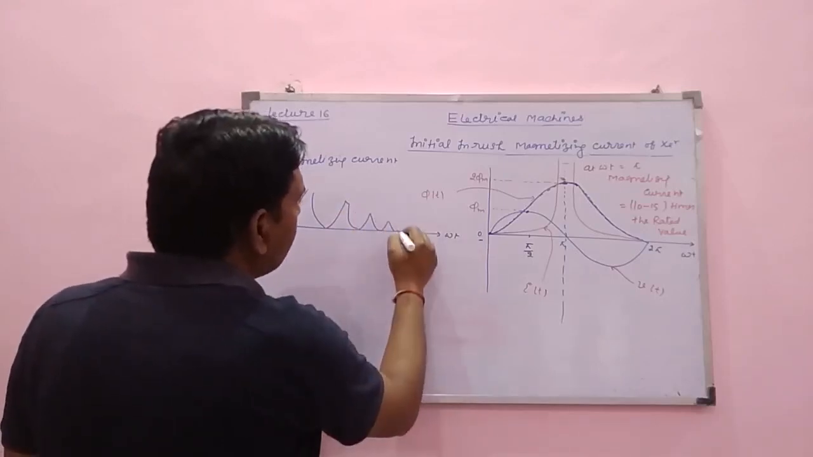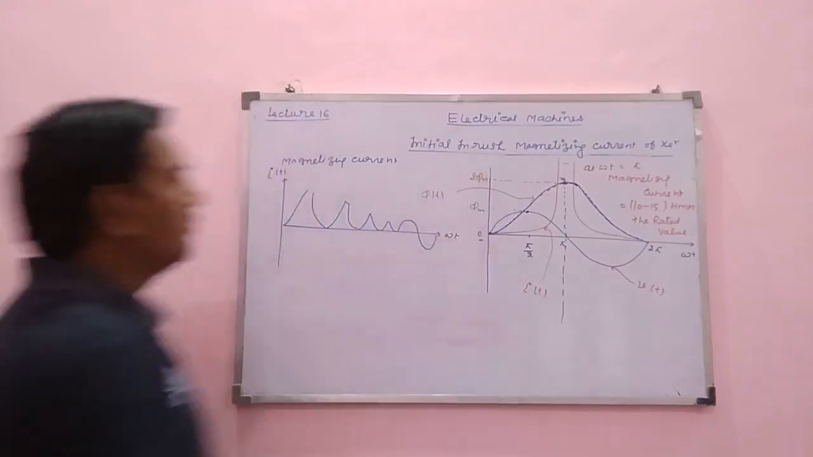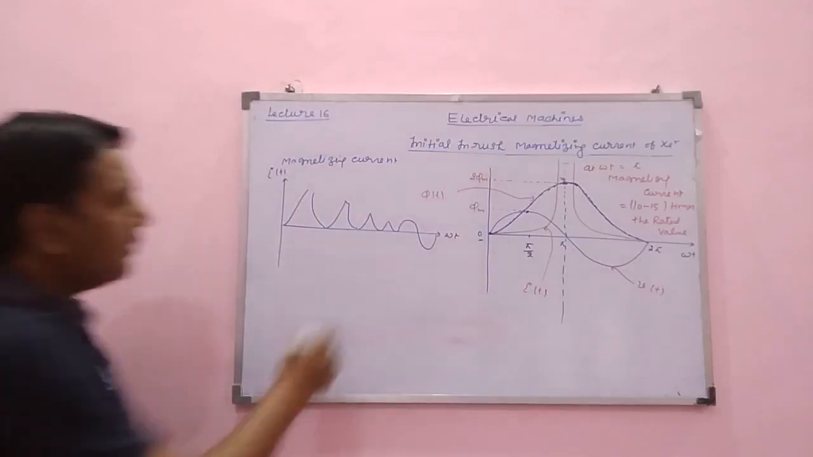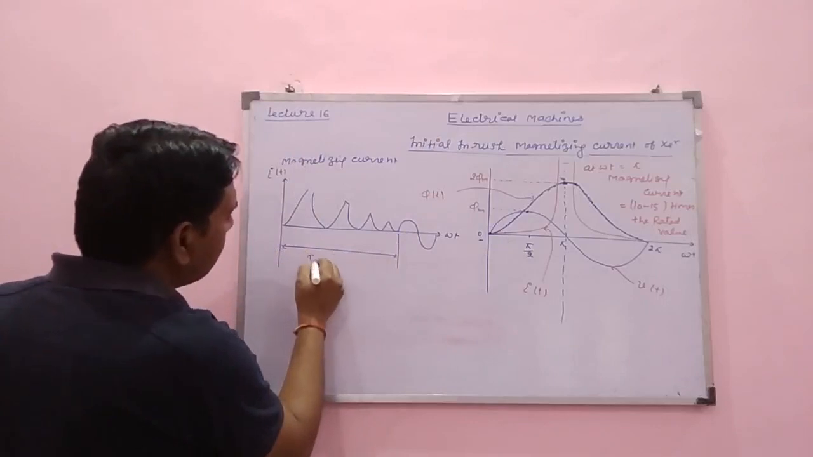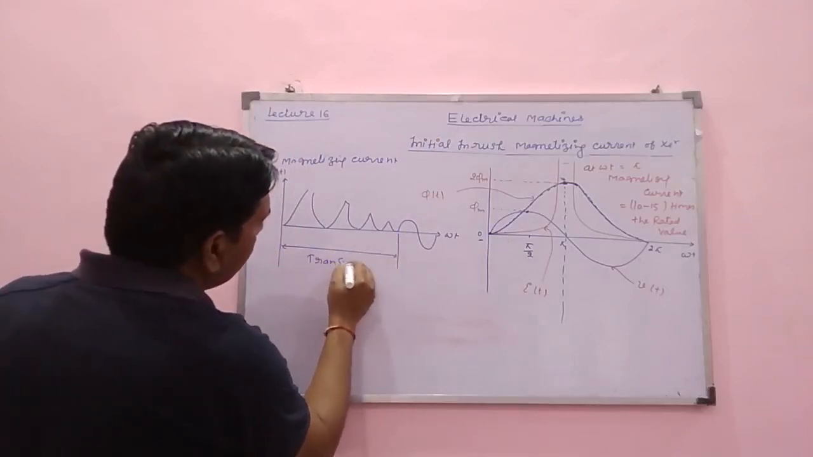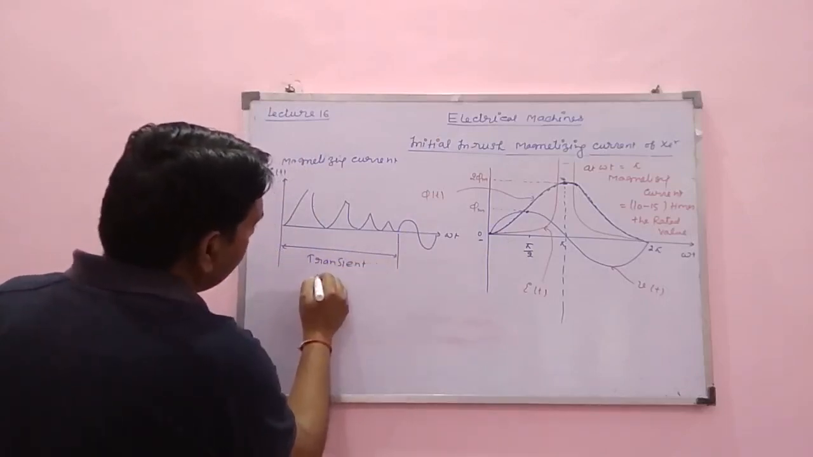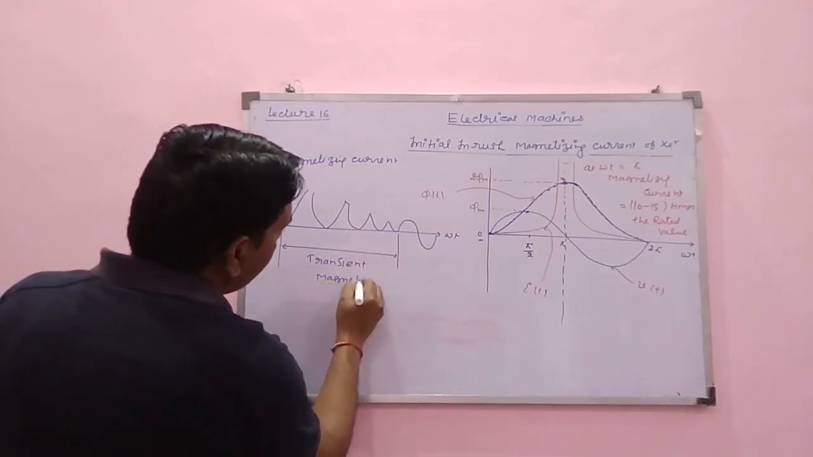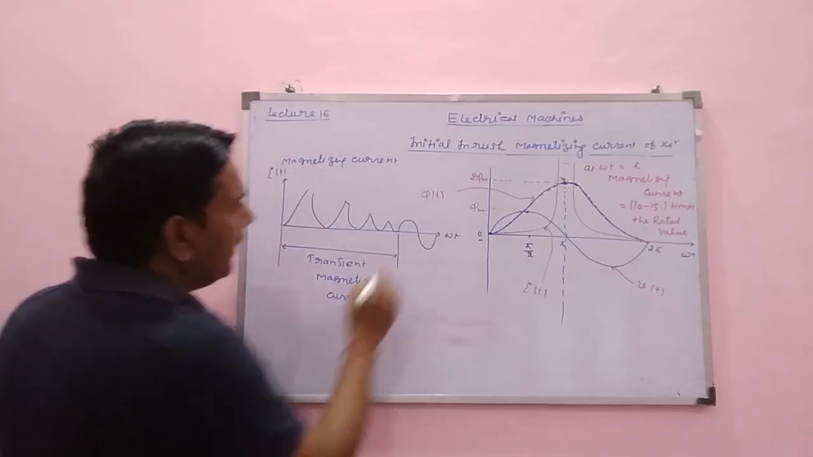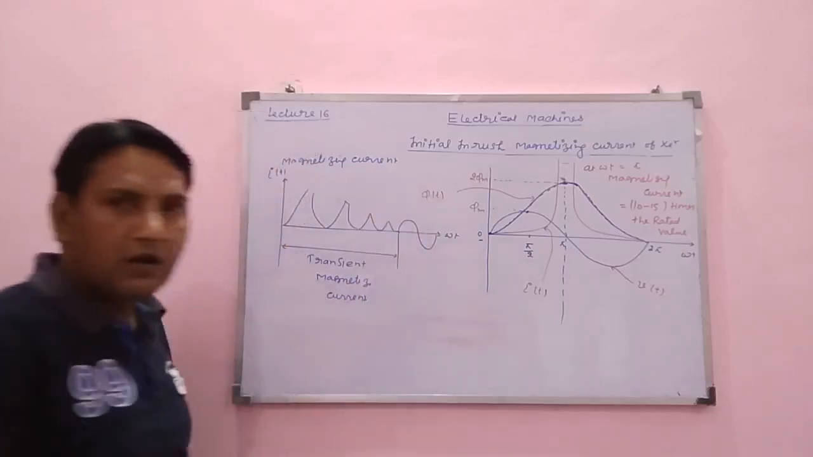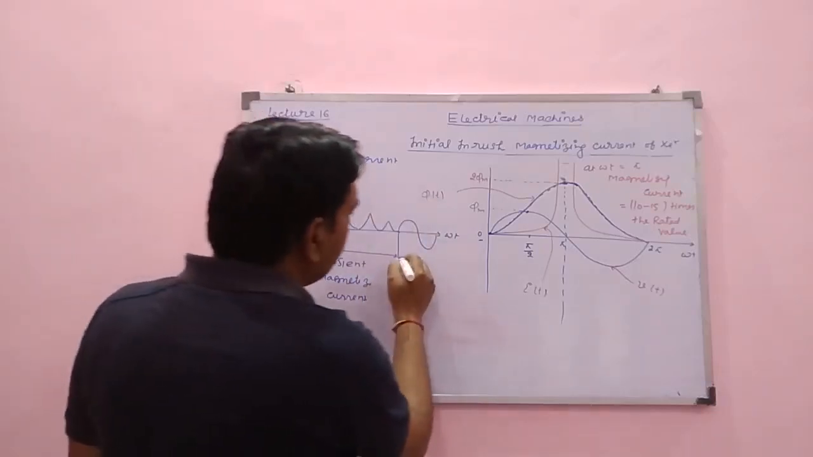And after the transient period, it will be sinusoidal. Okay. So up to here, this period is called the transient period. It is called the transient magnetizing current. And after that, we are getting the pure sinusoidal current. So this is called steady state.